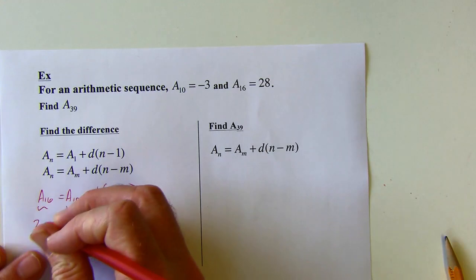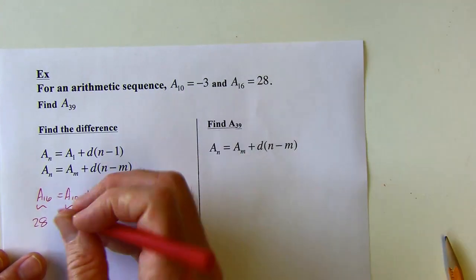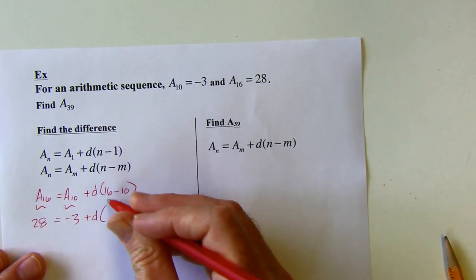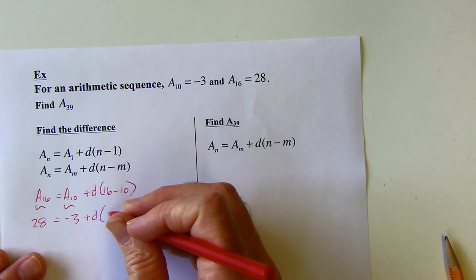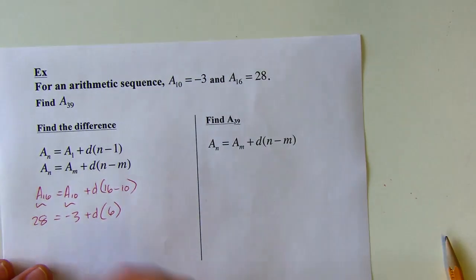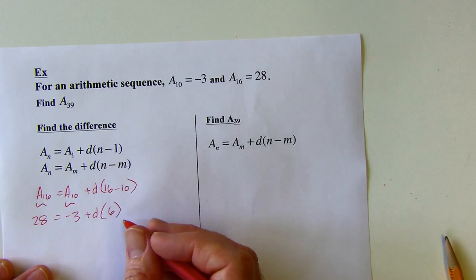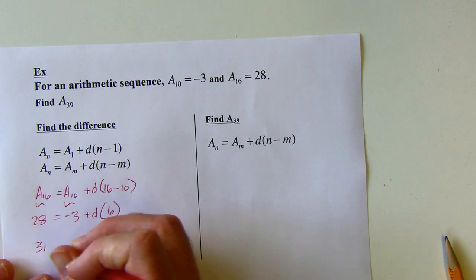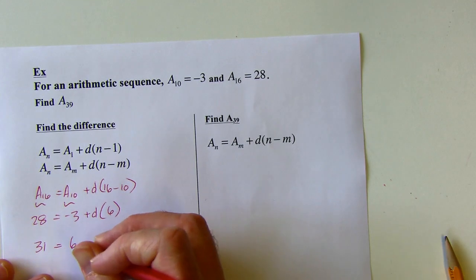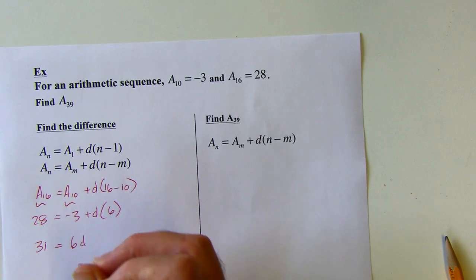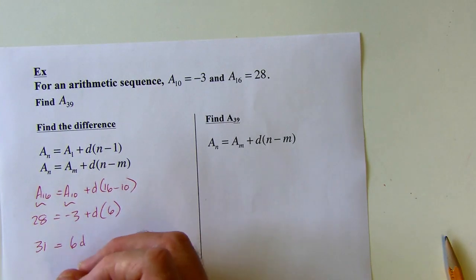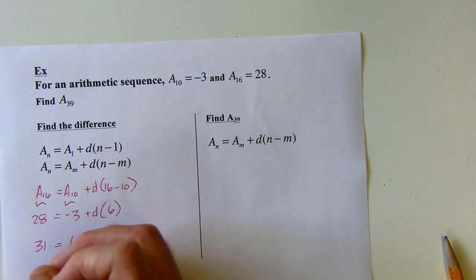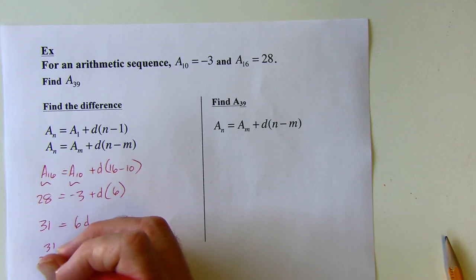So I'm putting a 28 here. And then a sub 10 is negative 3. And I'll just go ahead and simplify that as I go. Okay. So 28 is going to equal negative 3 plus 60. I'll add 3 to both sides. Okay. And then I'll divide by 31. No, I'm not. I'm going to divide by 6. Just kidding. All right. So I got 31 over 6.